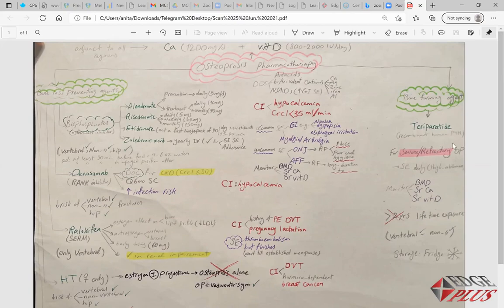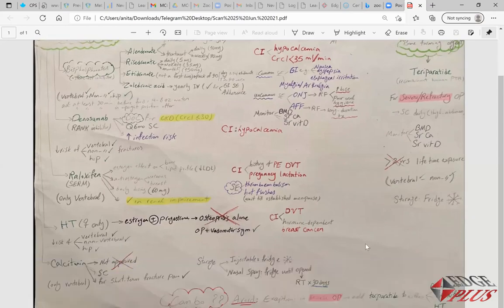It's a recombinant human parathyroid hormone. It has the same effect as naturally occurring PTH: it increases calcium reabsorption in the kidneys and stimulates osteoblasts. It's used for severe and refractory osteoporosis, given subcutaneously in the thigh or abdomen, and the monitoring parameters are the same as bisphosphonates. It affects vertebral and non-vertebral fractures but not hip, and should be stored in the fridge. One important thing is that the maximum exposure with teriparatide is 2 years. No one can use teriparatide for more than 2 years in their lifetime. That's one more thing I want you to keep in mind.